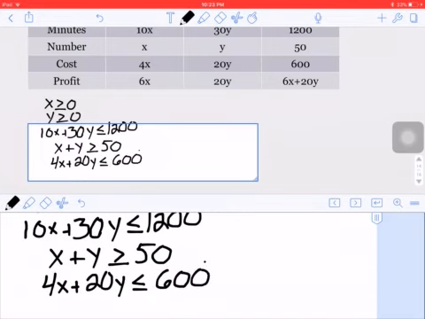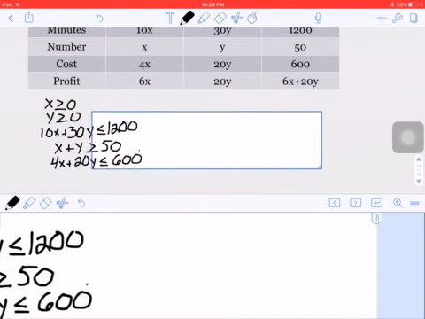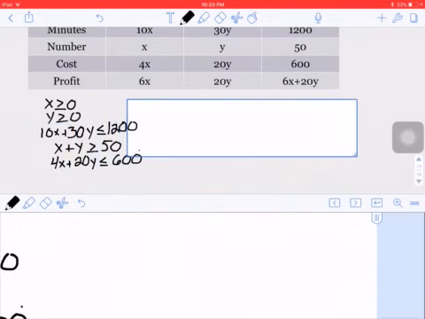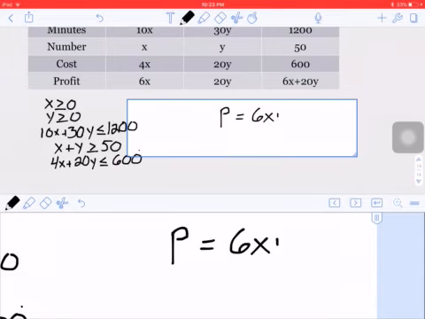And then, of course, we're going to have our objective function. I'm going to stick that over here because this is our system over here on the left. Our profit function, we're going to say P equals 6x plus 20y. Okay, and this is what we're going to try to maximize after we graph things.